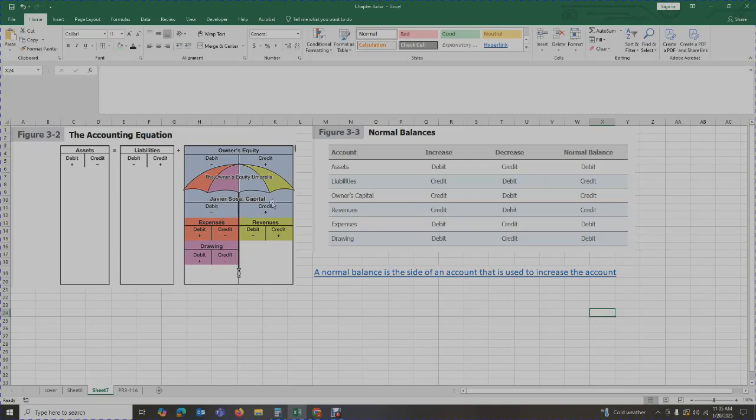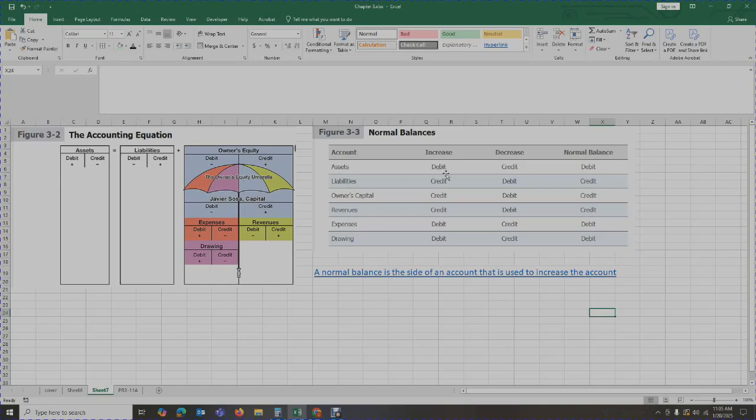Okay? Now, figure 3.3 deals with the normal balances of the accounts. A normal balance is the side of an account that is used to increase the account. Okay, so the normal balance is where the accounts are being increased. So for assets, we've got our increase debit, decrease credit.